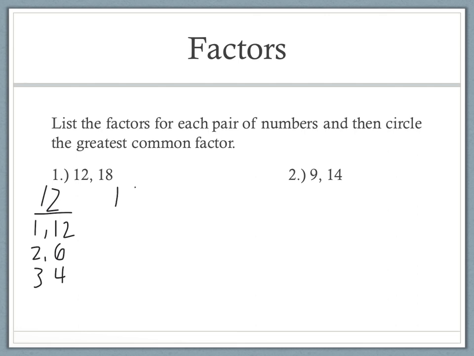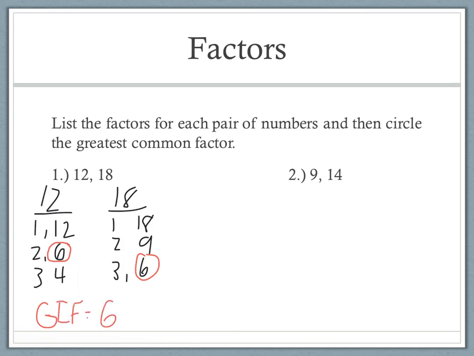So now let's do the factors of 18. I have 1 and 18. I have 2 and 9. I have 3 and 6. If I try to divide 18 by 4, that doesn't give me a whole number. So 4 doesn't work, 5 doesn't work, and I'm back to 6. So those are our factors. I want the greatest common factor, the biggest number that they have in common. If I look, the biggest number that they have in common is 6. So my GCF would be 6.